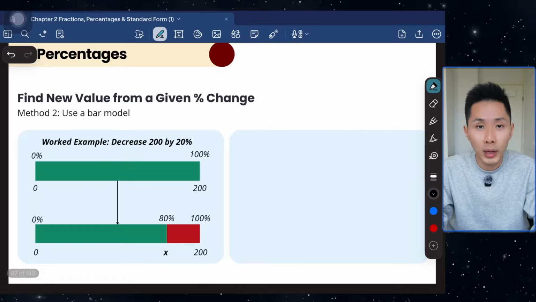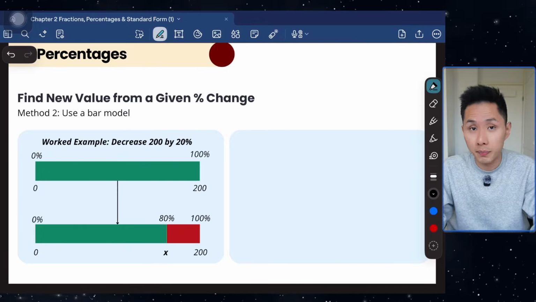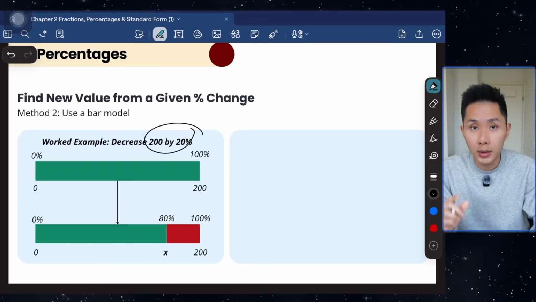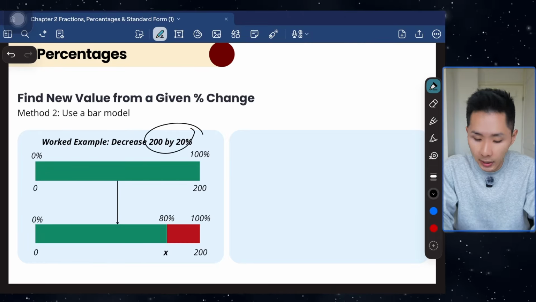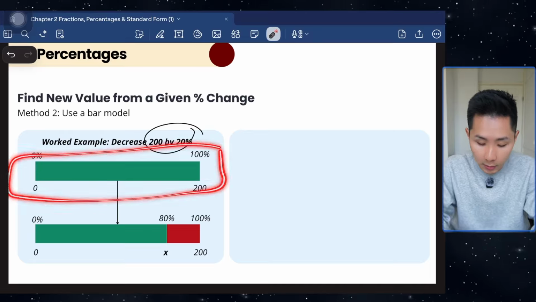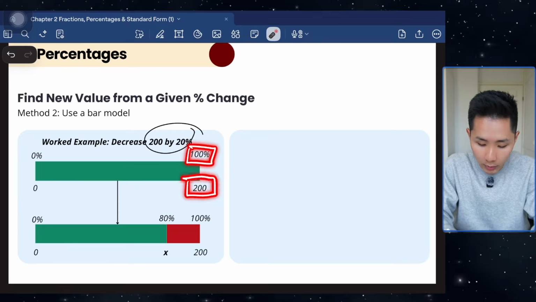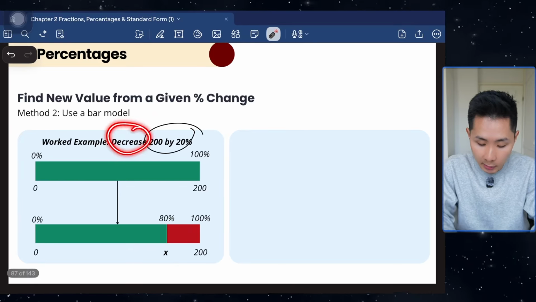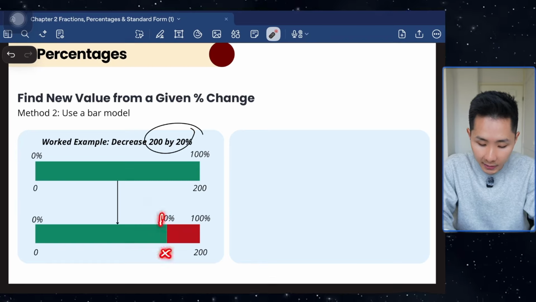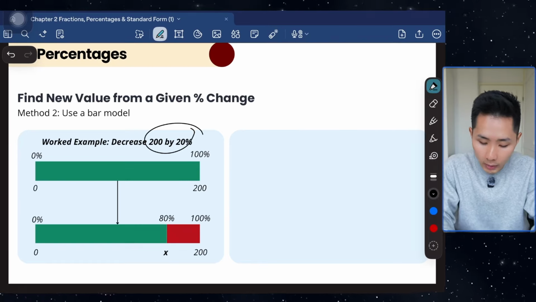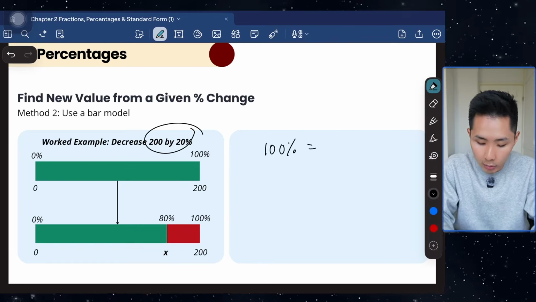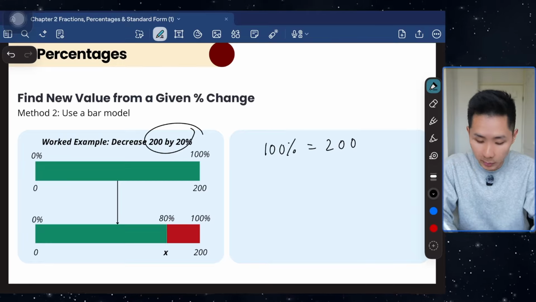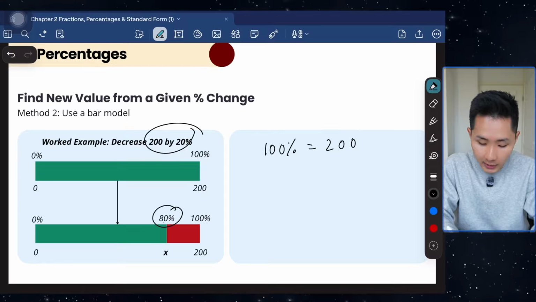So the second way to calculate a new value from a given percentage change is to use a bar model. For example, decrease 200 by 20%. In this case, you can draw this bar here, 100%. The original price is 200. And then draw another box here to show the decrement, in this case, decrease. What is the price at 80%? So to solve that, we know that 100% is equal to 200. But then since now the value has been decreased by 20%, okay? So what's remain is 80%.